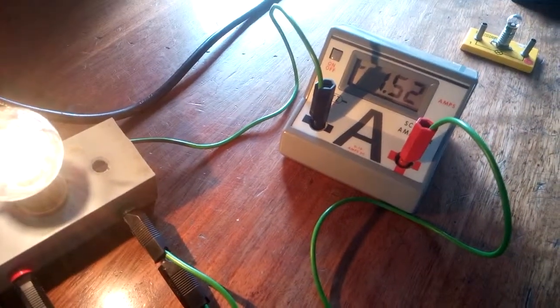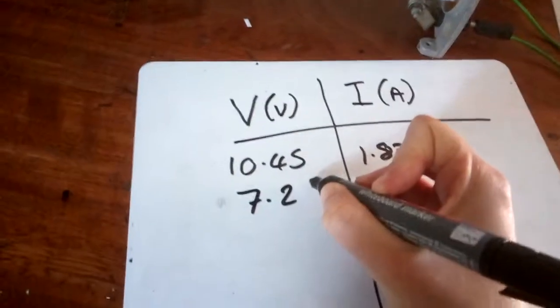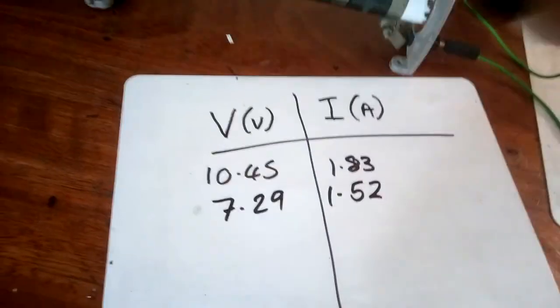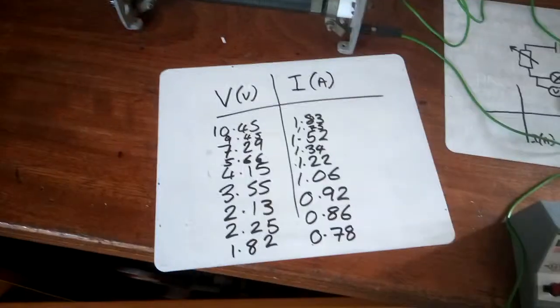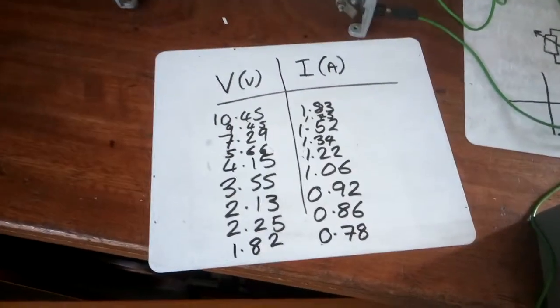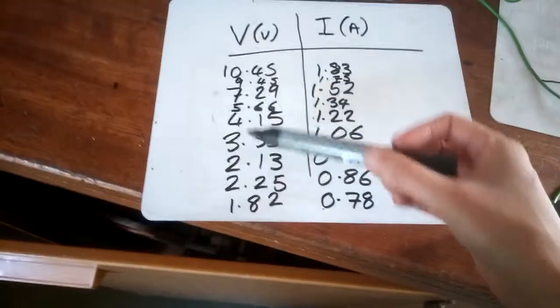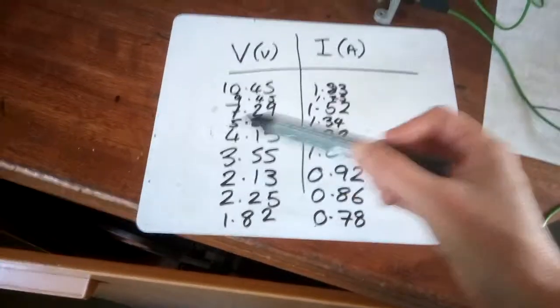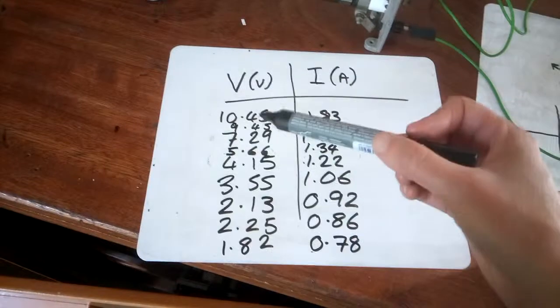Okay, moving this along. We've got this time a current of 1.52 and a potential difference of 7.29. Then we'll continue to move this along the potential divider and get some more results. Right, I got a full set of results. I did go back up because I realised once I'd done my first set of results that I had lots with low potential differences, not so many with the high potential differences. So I squeezed a couple more results in there.